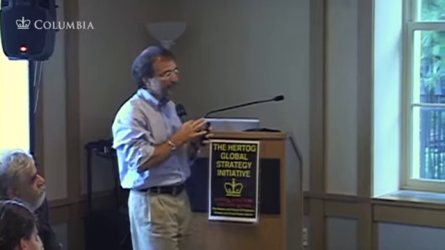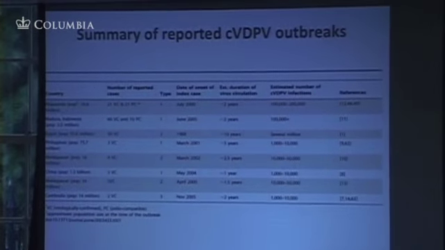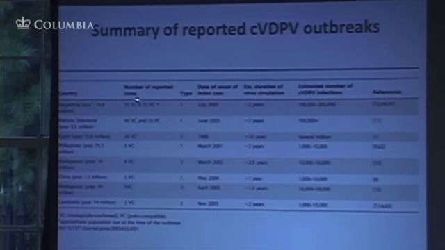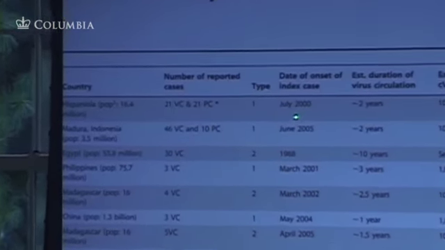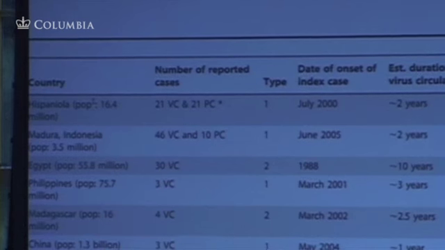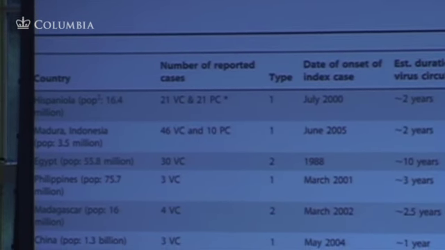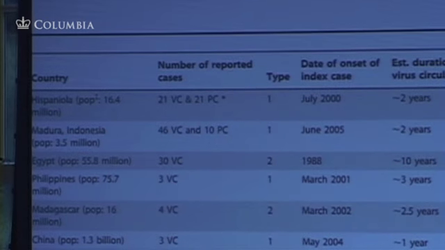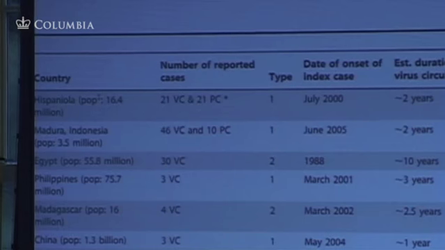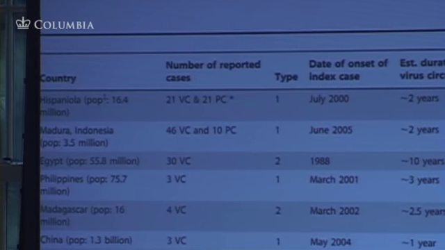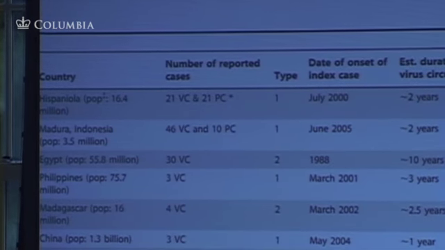And so this is a summary of some of these outbreaks. First one is in Dominican Republic, Haiti, 21 cases in July of 2000. So you can isolate virus from these individuals, you can sequence it, and then you can say how many years it's been circulating in humans, because polio changes. When polio is circulating in the population, it changes at a rate of 1% a year. It has a very steady clock.